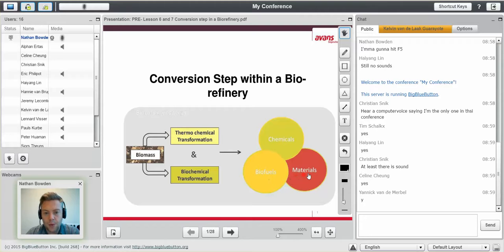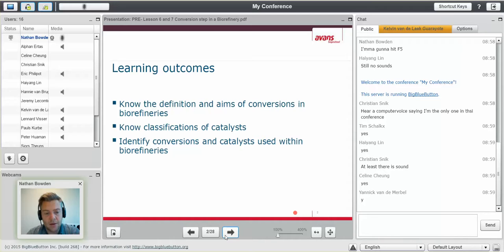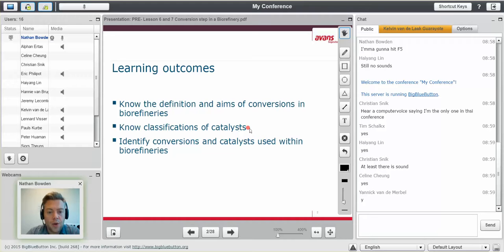Our learning outcomes for both 6 and 7 are to know the definition and aims of conversions in biorefineries, know the classifications of catalysts, there are different types of catalysts, and identify conversions and catalysts used within biorefineries.